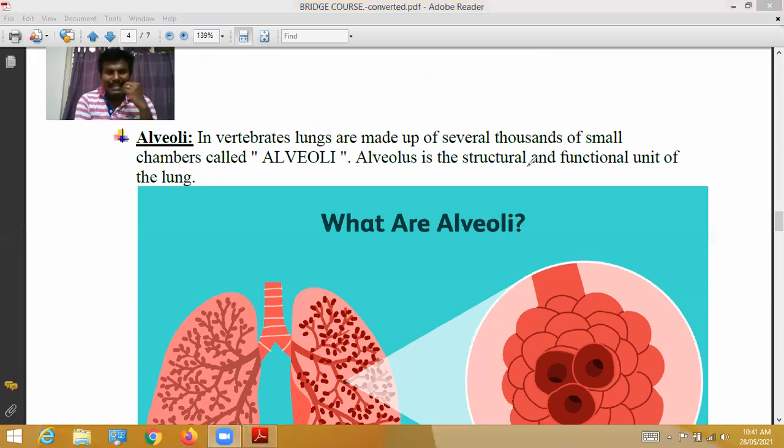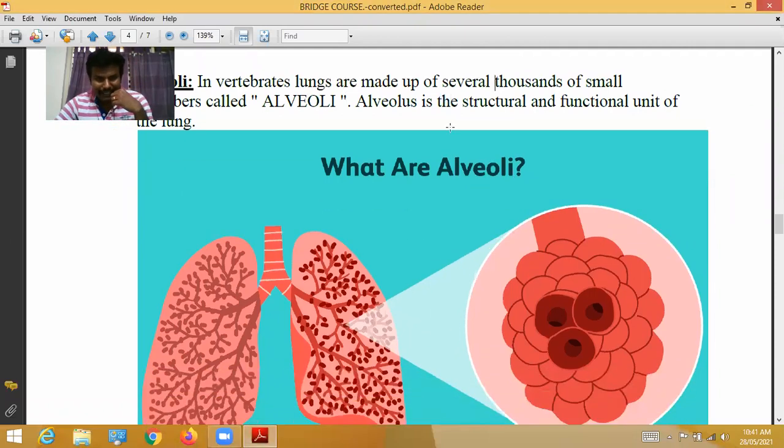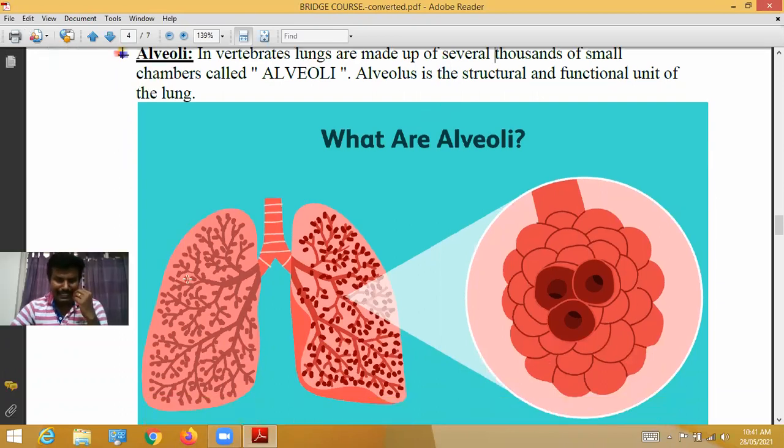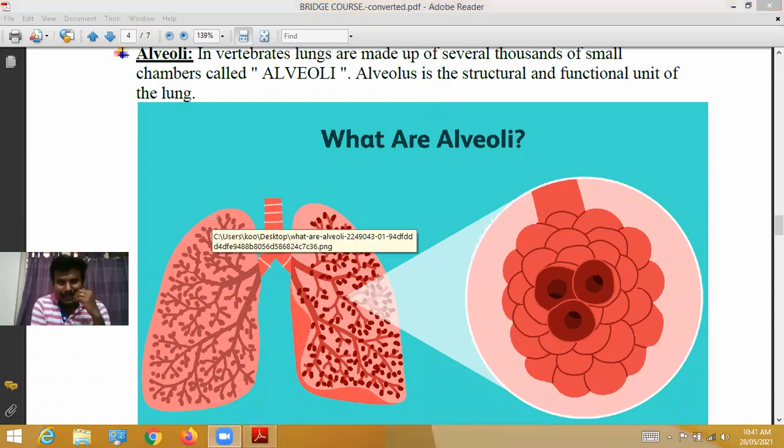Here I am showing a picture of the lung. I am using a tab, and neatly drawing diagrams on a tab is not possible like on a board, that's why I used this. In invertebrates, lungs are made up of several thousands of small chambers. See here, if you observe, these are all small.